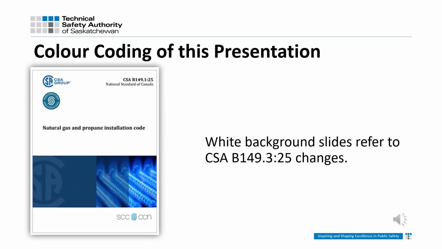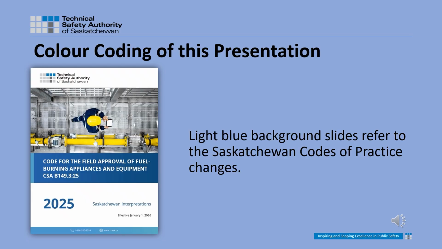Once again, like the presentation for the B149.1 and the .2 presentation, the slides for national code changes will have a white background. The Saskatchewan Codes of Practice will have a blue background for their slides. The Saskatchewan Codes of Practice for the .3 has also been reorganized into two sections. Interpretations, which are enforceable. The second section is informative, which is good reference material that contractors find useful.